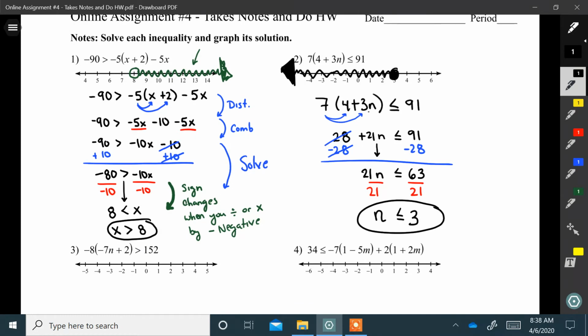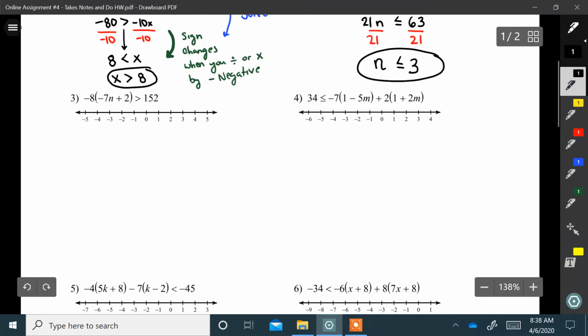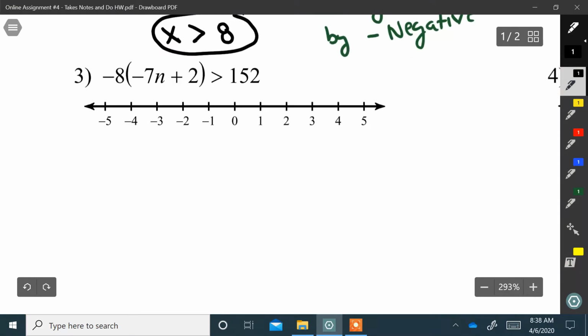Alright, so those are the first 2 problems. Hopefully you're taking notes on those. Remember, you do have to write those down, and then you're gonna show me by taking a picture that you did those. So it's important that you're taking notes on this, please. Alright, let's go ahead and continue on this one here.